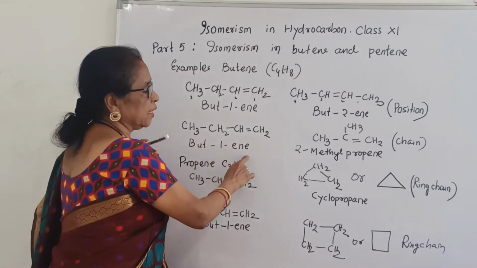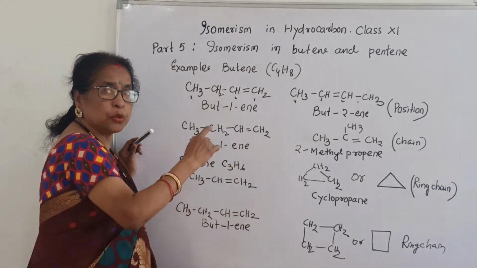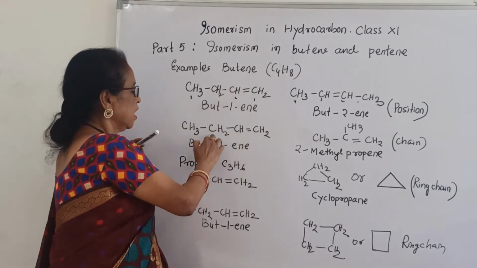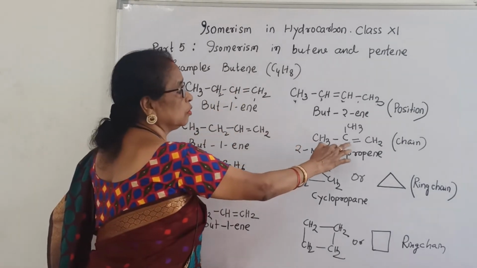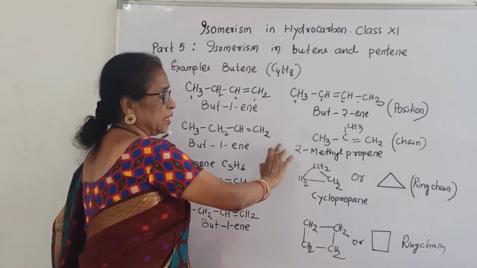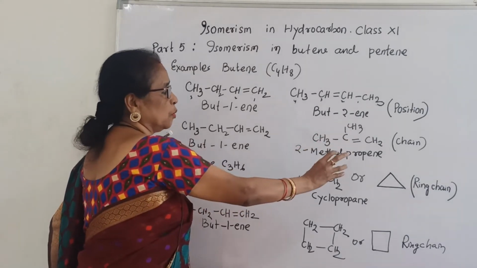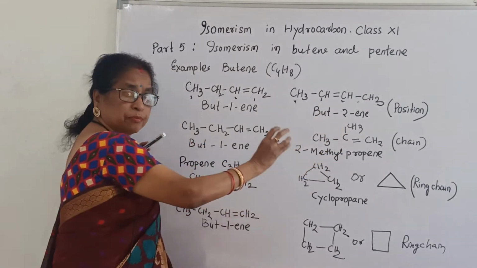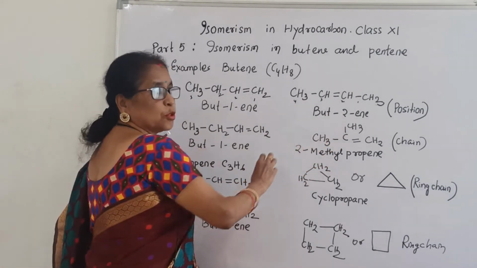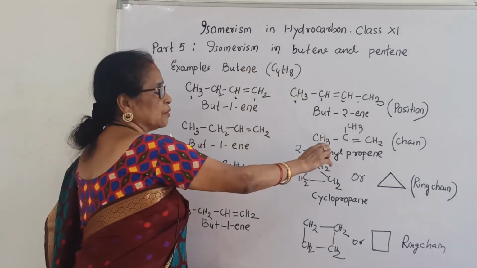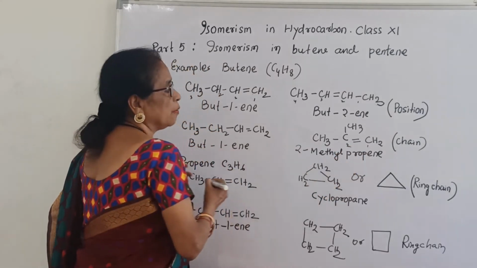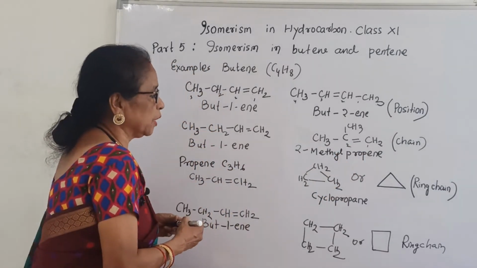Next, but-1-ene and 2-methylpropene. What do you mean by 2-methylpropene? See, if you count here, it is C4H8. Here also if you count, C4H8. But what is the difference between this and this? Here a substituent group, a branch, is present. So it is chain isomerism because a branch is there, a substituent is there, that is why 2-methyl. This is 1 and this is 2. At 2 there is a methyl group, so 2-methylpropene.